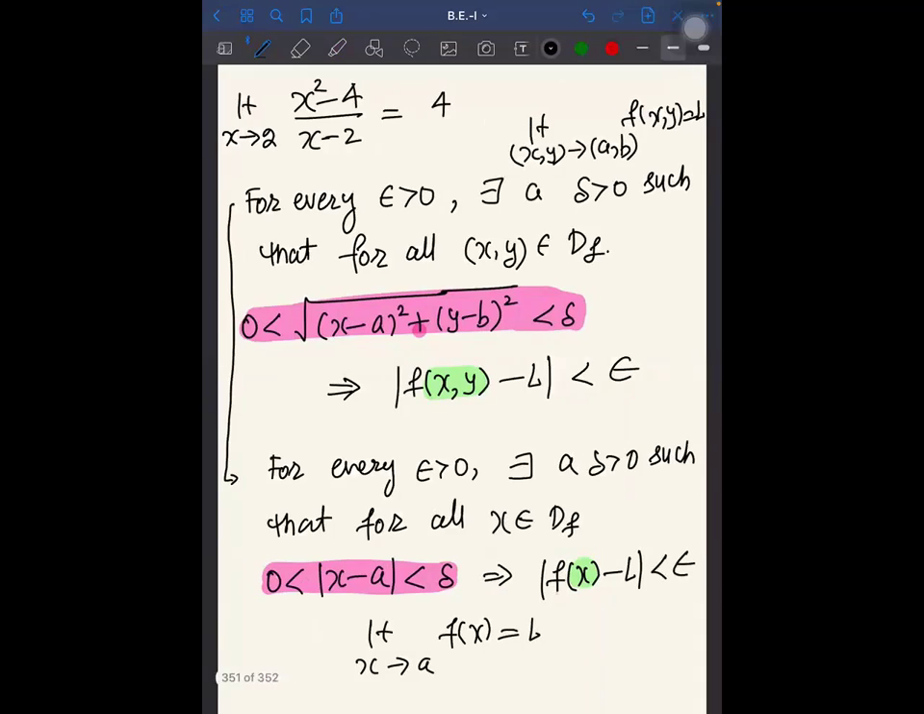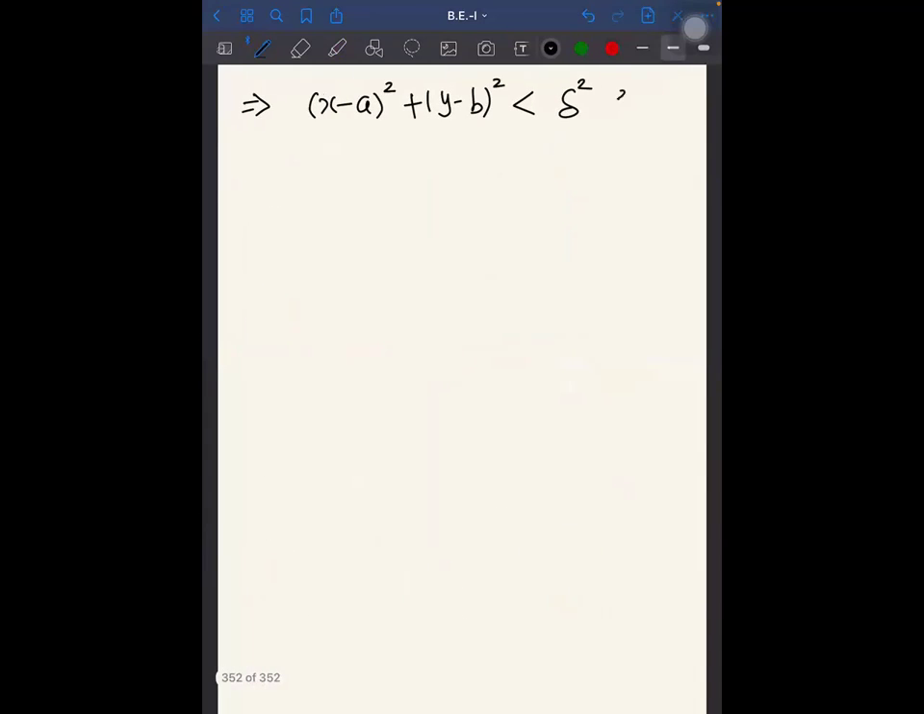हाँ, बस एक ही पॉइंट है इसमें से, एक्सेप्ट x y is equal to a b, वो पॉइंट हम नहीं ले सकते, है ना, क्योंकि लिमिट के केस में डोमेन में वो पॉइंट होना जरूरी नहीं है। ओके, तो ये पॉइंट हम थ्रो कर देंगे। So this is looking like a circle of radius delta, right? And center at AB, right?